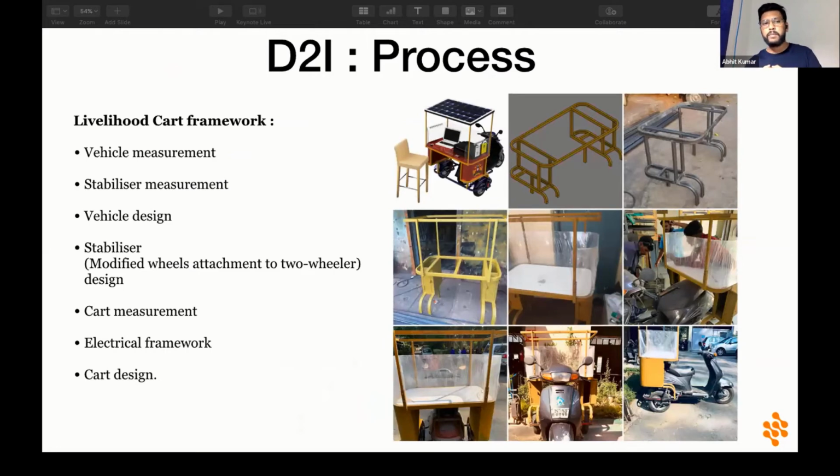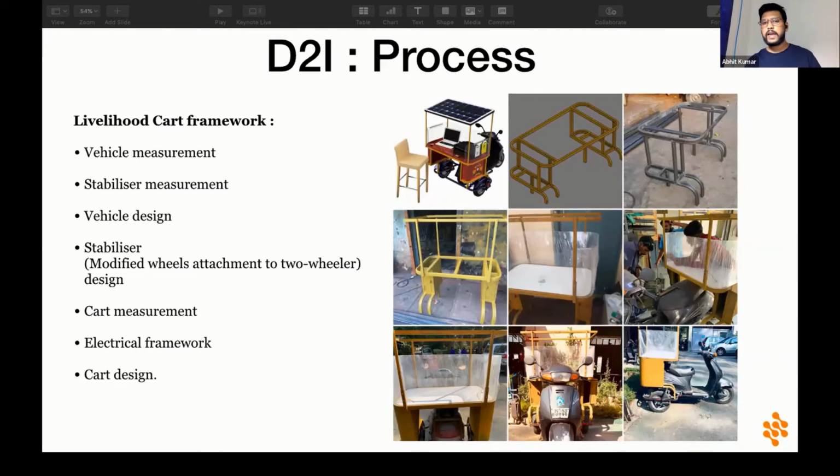We took the vehicle measurements, we took the stabilizers, the two separate tires, and the measurements between them. We went ahead with the vehicle design. We designed a stabilizer. We measured the cart. We conducted our electrical framework, which basically involves setting up an electrical infrastructure so that a 200 watt solar panel is able to fit onto the top of the cart, and accordingly went ahead and designed the cart, gave it to the garage guy, and we got the proof of concept and a prototype initially done, which was very much closer to the end product that we finally created.